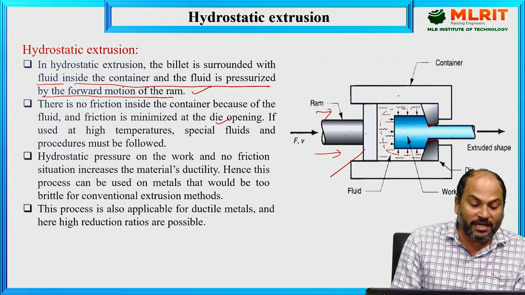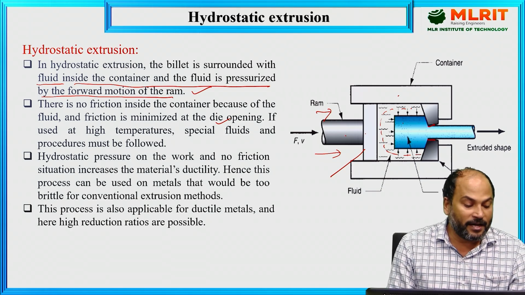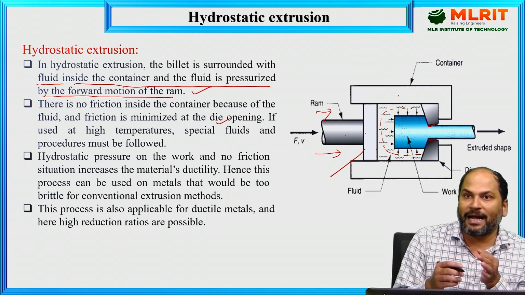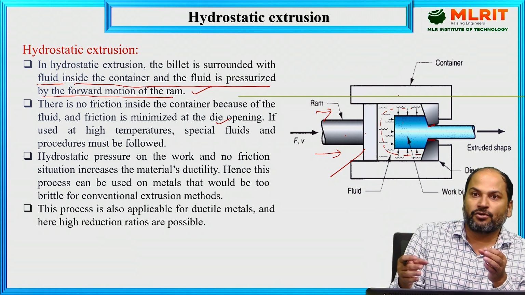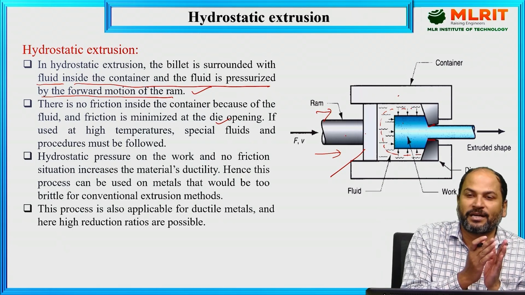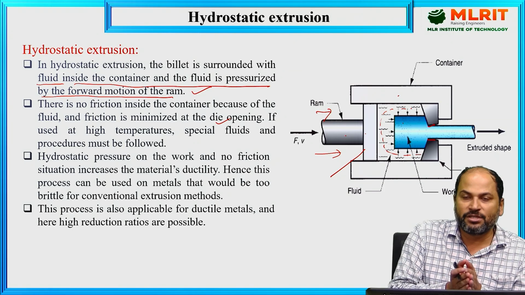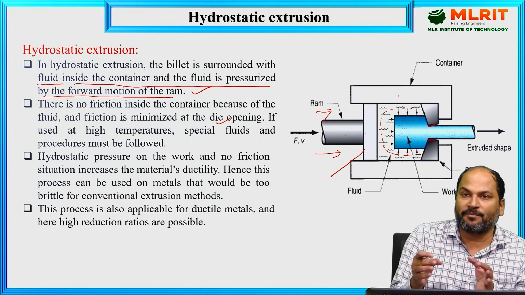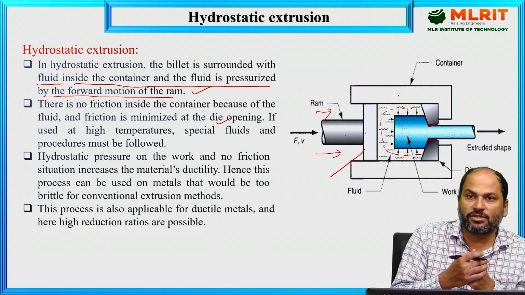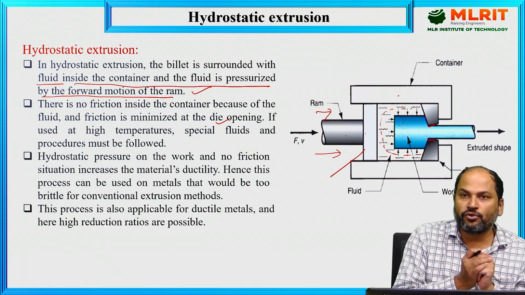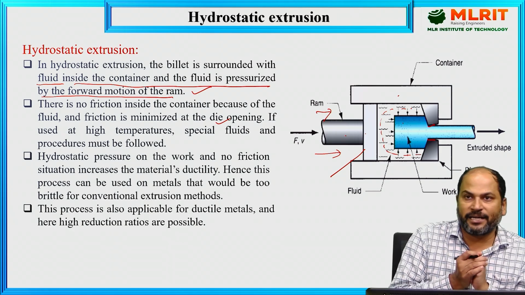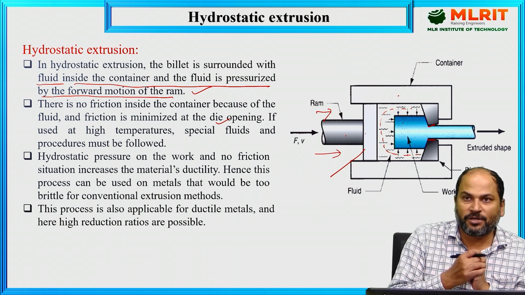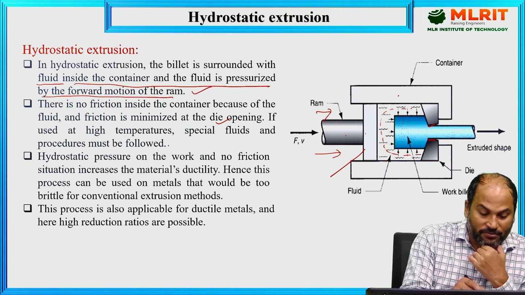If it is used at high temperature, a special fluid and procedures must be followed. Whenever we work at a high temperature, we have to keep in mind that whatever fluid we use during the extrusion should sustain its properties at that temperature. So whenever we are doing hot extrusion, the fluid we choose must be chosen carefully, so that its properties are completely sustained at that high temperature.